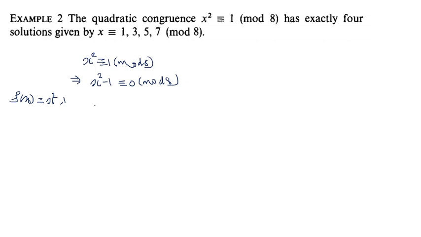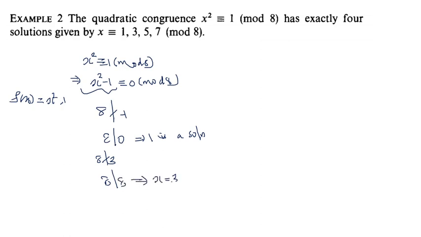up to 7. So when x equal to 0, we get that 8 does not divide negative 1. Therefore, 0 is not a solution. When x equal to 1, the left side is 0, and 8 divides 0. That means 1 is a solution. When x equal to 2, we get 4 minus 1 is equal to 3, and 8 does not divide 3. When x equal to 3, we get 9 minus 1 is 8, and 8 divides 8. That means x equal to 3 is a solution.